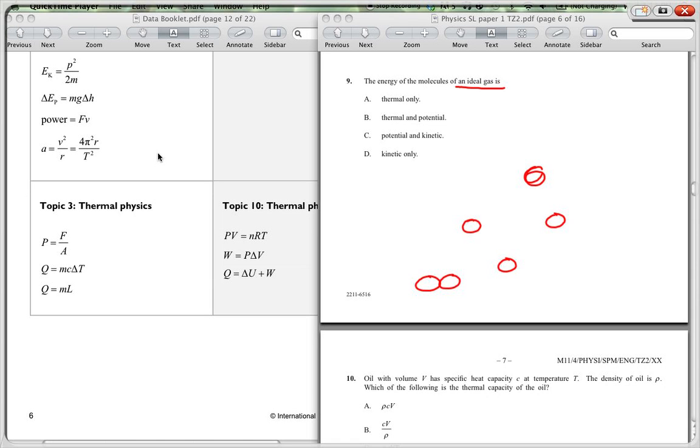But while they are separated, we assume that there are no forces of attraction between them, and therefore the potential energy is zero. So we only have kinetic energy, which is a measure of the average temperature. The temperature gives a measure of that kinetic energy.